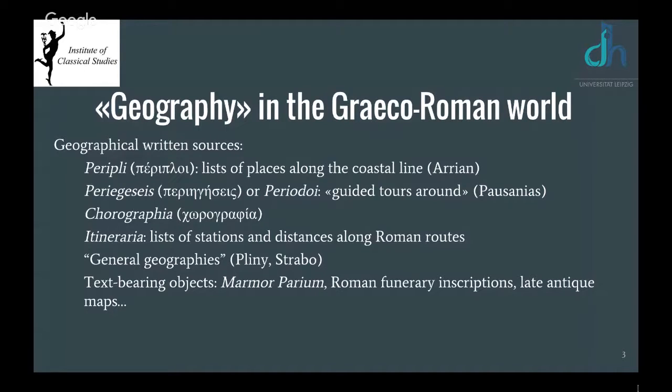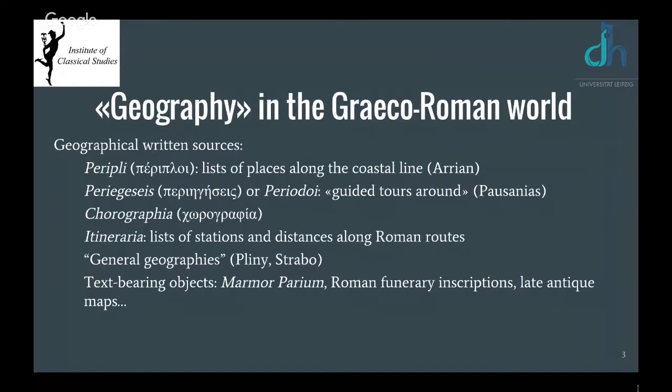So for example, the one that is considered the most ancient of these types of sources is the periplus, which are essentially lists of places along the coastline that reproduce an actual itinerary, an actual way of traveling along the coast. For example, Arrian wrote a periplus. Then we have the literally guided tours, the periegeses or periodoi, such as the one that Pausanias wrote, that are more focused on the mainland and do not follow a specific order of travel or itinerary, but on the other hand, they are filled with additional types of information: cultural information, information about the monuments, historical information, and so on.